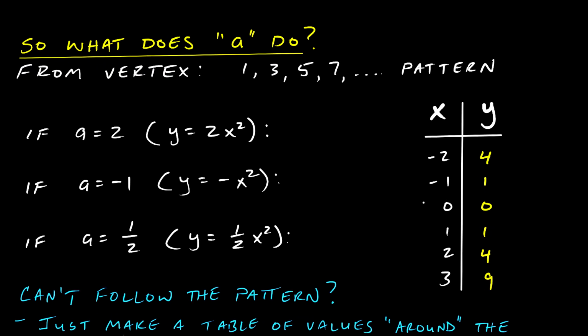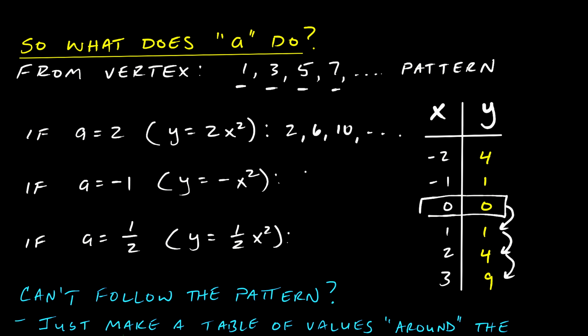So if we look at what the vertex was, which is 0, 0, we can see how things change. It goes up 1, it goes up 3, and it goes up 5. That is the 1, 3, 5, 7 pattern we're going to use. And then the question is, well, what happens if we multiply by 2? If the a value is a 2, well, this pattern is just going to double. So you're going to have a 2, 6, 10 pattern. We really don't need anything more than that.